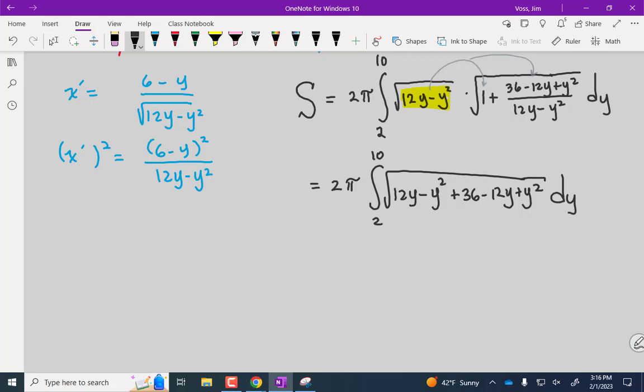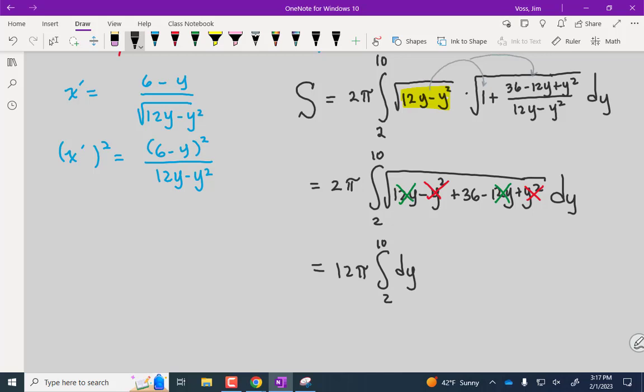And then we see that we have some common terms here that we can cancel: 12y minus 12y, negative y squared plus y squared. So we end up with the square root of 36, which is 6. 6 times 2 is 12, so we're going to pull that to the front. And when we do that, we are left with the integral of dy from 2 to 10.